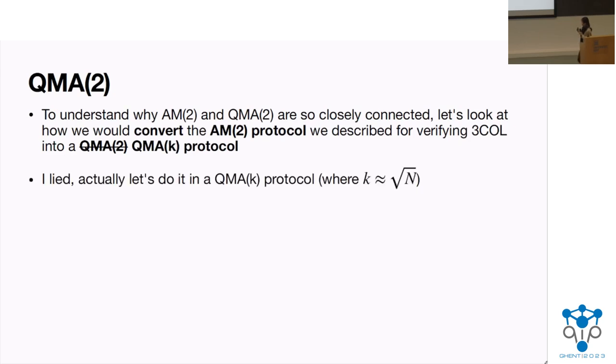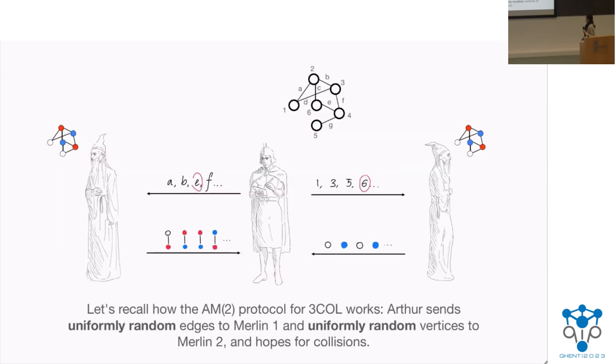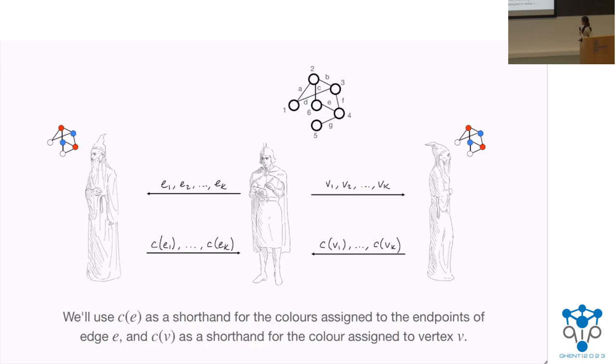Okay, I lied. Actually, let's do it in a QMA-K protocol where K is roughly root n, and n is again the size of the instance. So we just have a lot of provers instead of 2, right? Okay, so let's recall how the AM2 protocol for 3 coloring works. Arthur sends uniformly random edges to Merlin 1 and uniformly random vertices to Merlin 2 and hopes to get collisions. So let's just establish notation here. We'll use C of E as a shorthand for the colors assigned to the endpoints of an edge. We'll use C of V as shorthand for the color assigned to one vertex V.